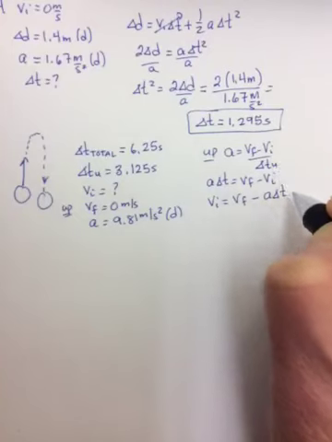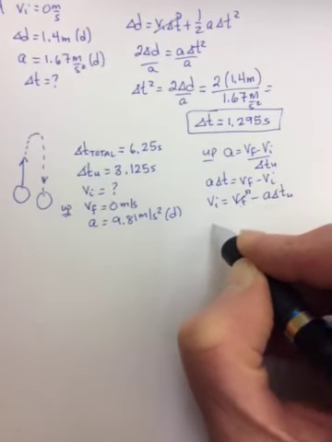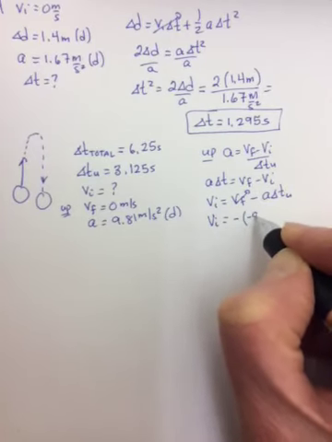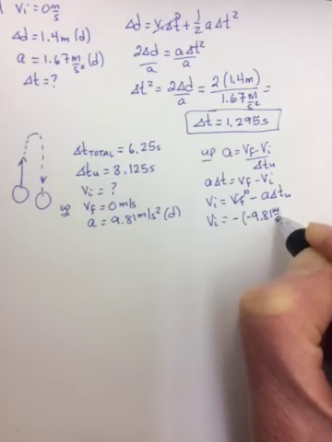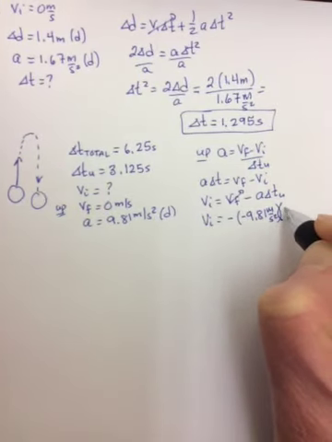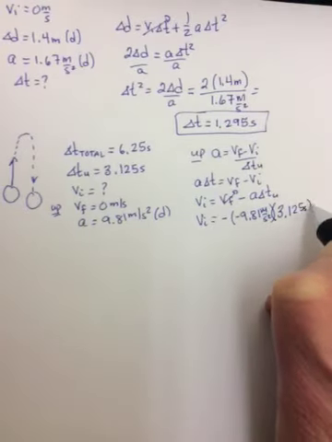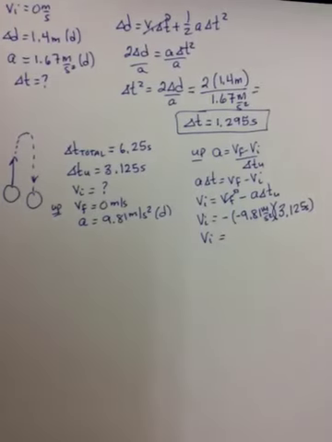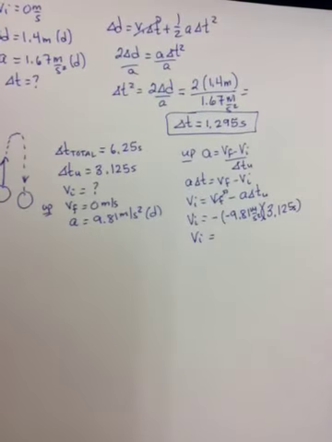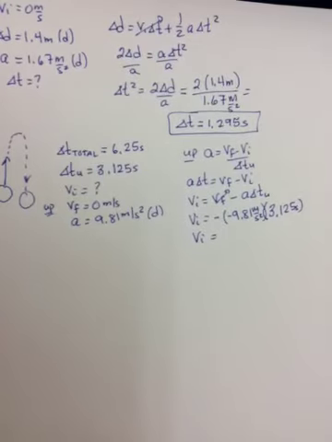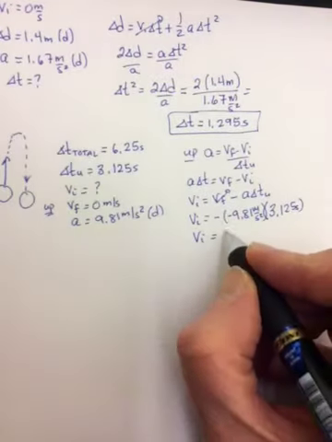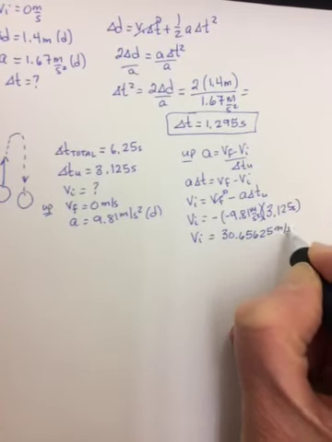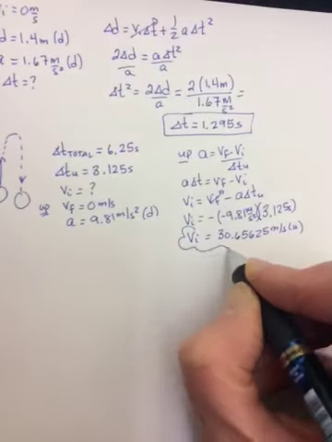And if we're looking for the time up, these are TUs. And this is 0. So VI is equal to 0 minus 9.81, because it has to go in as a negative because it's going down, and the time up is 3.125 seconds. And when you do this, you get a VI of, of course I didn't do it that way, 9.81 times 3.125. You get a VI of 30.65625 meters per second. Works out to be positive because that means it's going up.